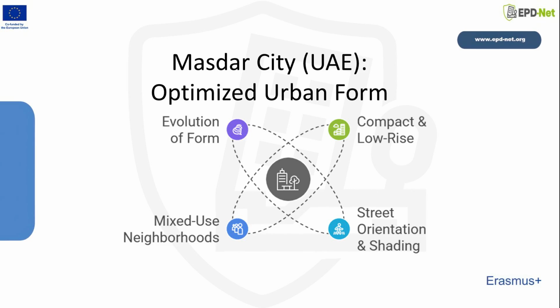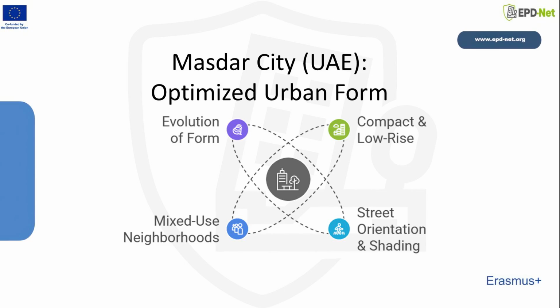Masdar City creates a spatial morphology rooted in ecological sustainability that combines traditional Middle Eastern design elements with modern innovations to adapt to Abu Dhabi's arid climate. Compact and low-rise: the city utilizes a high-density, low-rise structure designed to minimize urban sprawl and reduce energy consumption. It is described as a compact, pedestrian-oriented morphology.